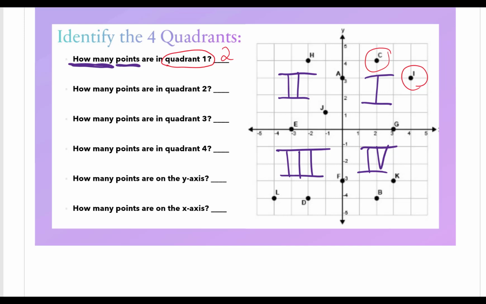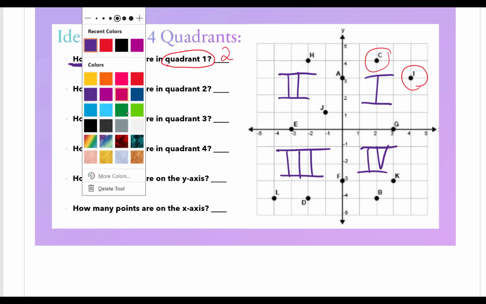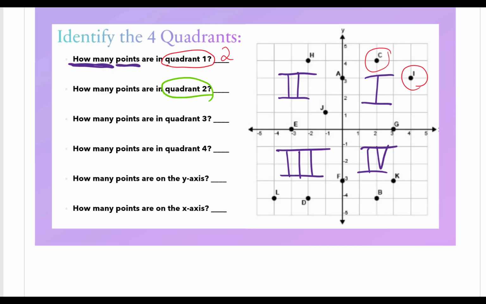How many points are in quadrant 2? I'm going to use a different color. In quadrant 2, we have 1, 2. We have 2 points in quadrant 2. Entonces la misma pregunta, pero sobre cuadrante 2. Tenemos 2 puntos, punto H y punto J. So tenemos 2 puntos. All right, the next quadrant.